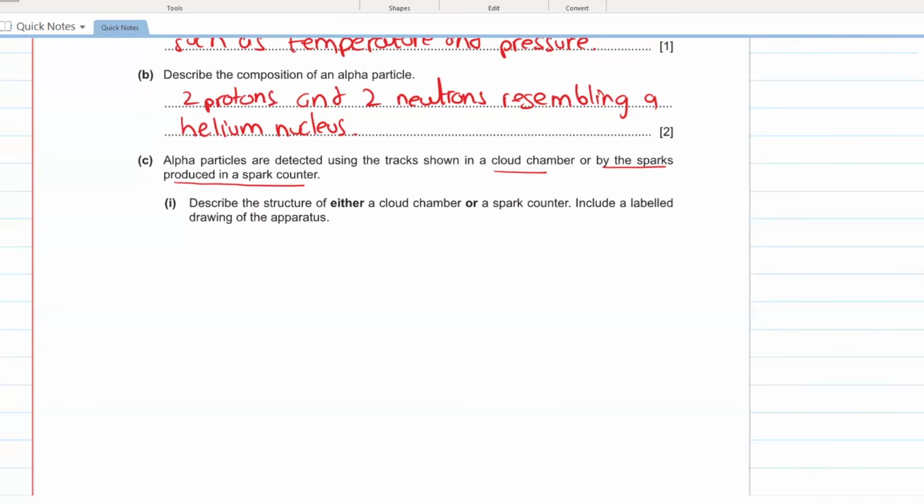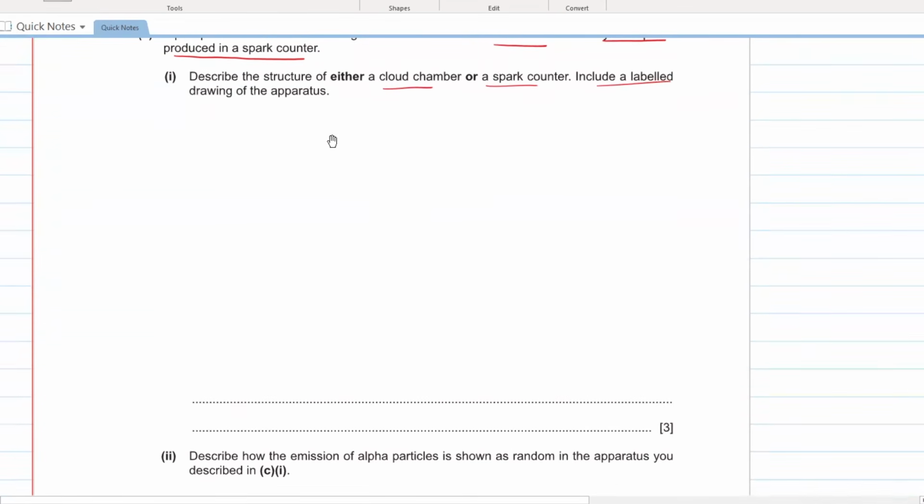ठीक है. अच्छा, now let's see what do we have to do. Describe the structure of either a cloud chamber or a spark counter. Include a labeled drawing of the apparatus. Okay, so we will do both of them. Chalo bhai, let's first of all start with a cloud chamber.